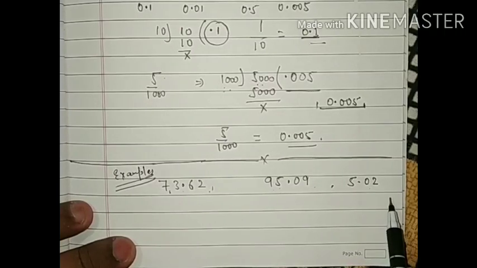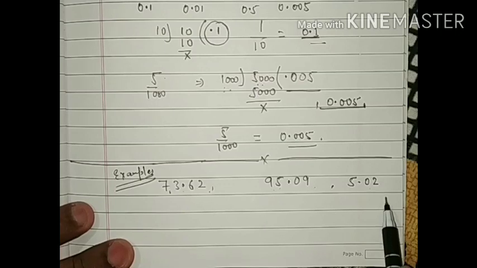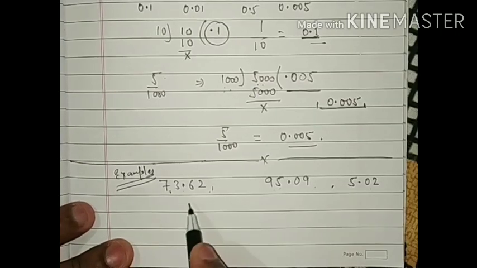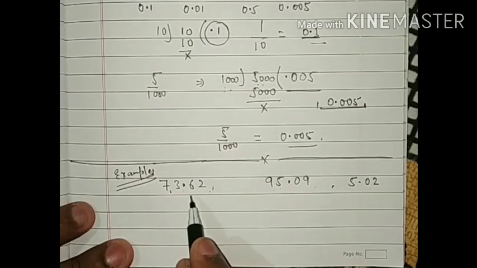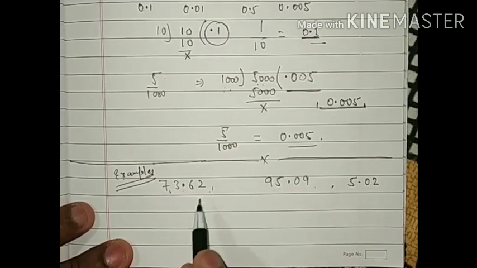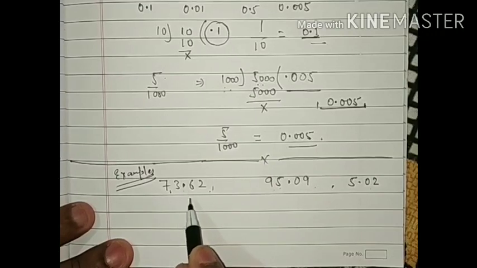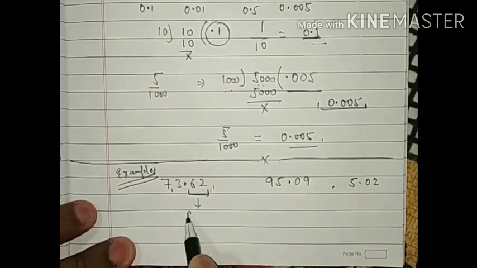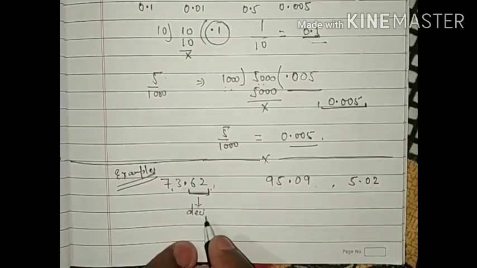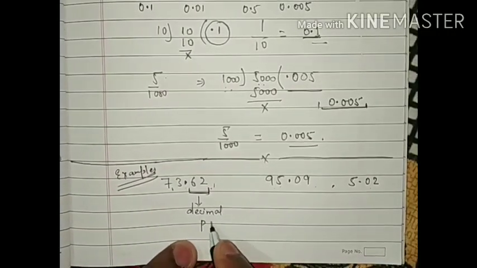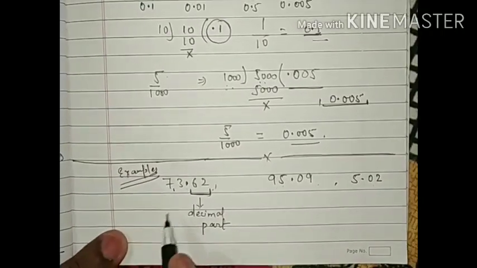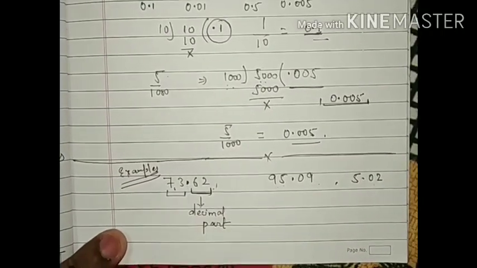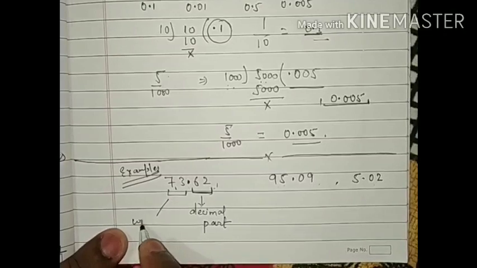The numbers on the right side of the decimal are known as the decimal part. The numbers or the digits which are on the right side of the decimal point are known as the decimal part, and the numbers which are on the left side of the decimal are known as the whole number part.